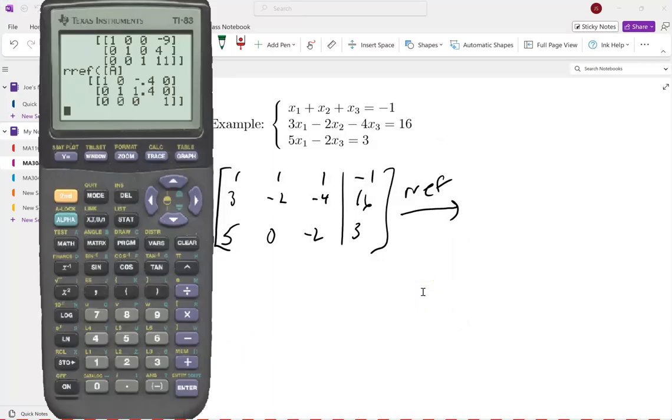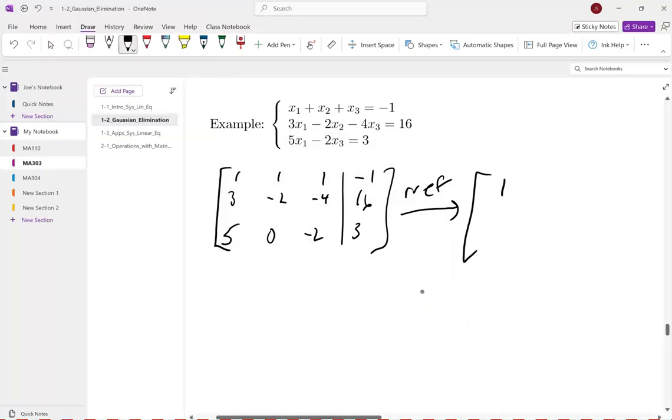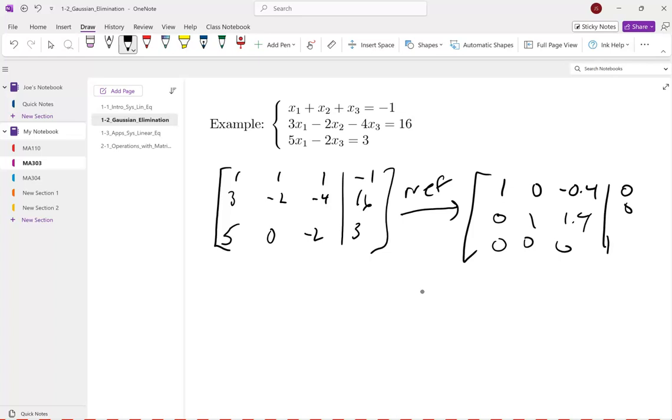That's what we got for our reduced row echelon form. So this last row here is telling you you've got 0 equals 1, so you've got no solution.